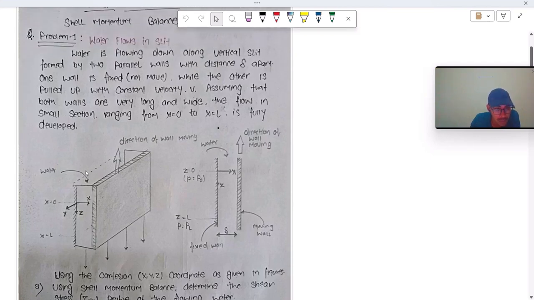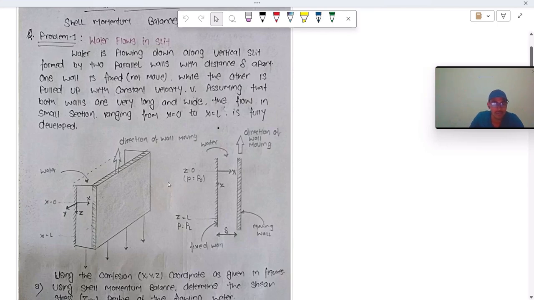Through this, there is a thickness called delta through which water is flowing down. So this is our system, and we assume that both walls are very long and wide. This is our first assumption, that the length and width of the wall are very large compared to the wall thickness.